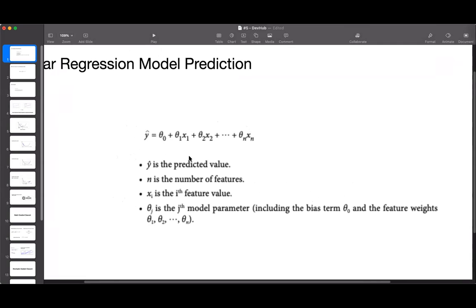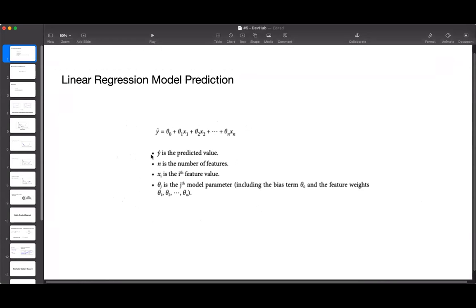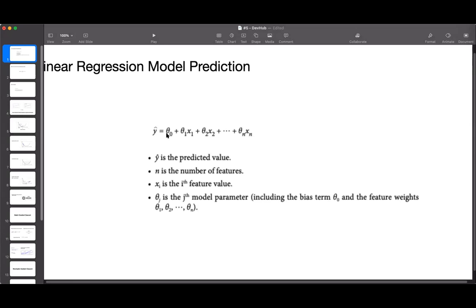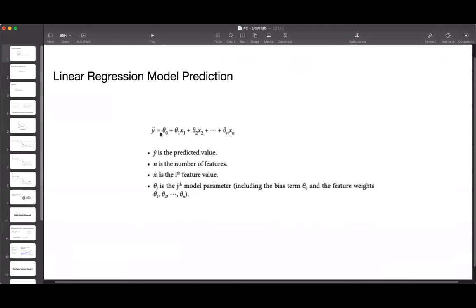Yeah. All right. So here we can see that there is an expression named y hat. Here we have theta naught plus theta 1 x1 plus theta 2 x2 continued to theta n xn. So what is this? This is basically a weighted sum of some thetas and some x. So this y hat is the predicted value, which we call the prediction.